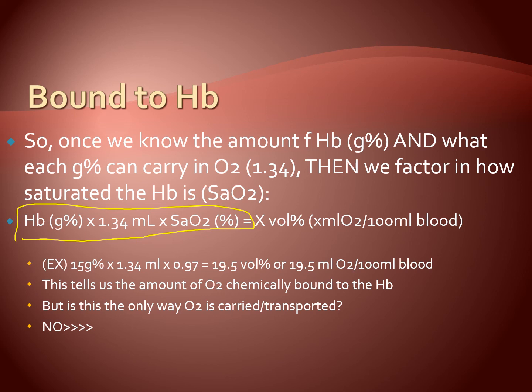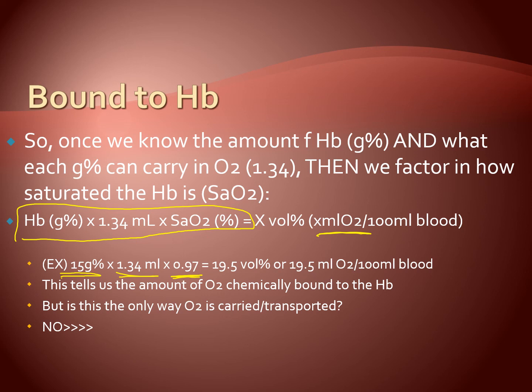You're going to take their hemoglobin level times 1.34, then take that times their saturation. That equals how many milliliters of oxygen in a 100 milliliter sample are being carried on their hemoglobin. Here's the example. I have a patient whose hemoglobin level is 15 grams percent. Their conversion factor is normal, that's a constant, and their saturation is 97%.